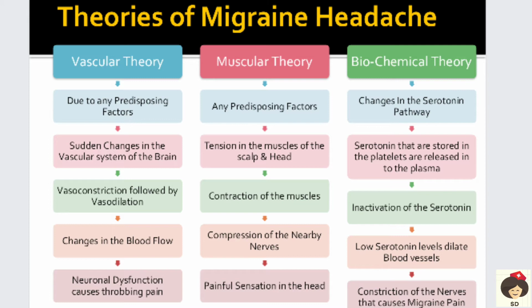The serotonin that is released in the plasma will become inactive, and because of the low serotonin levels, the serotonin is not functioning actively. So inactivation will result in a decrease in the serotonin levels, which will dilate the blood vessels. When the blood vessels are dilated, the nerves supplying the area near the blood vessels will get constricted and cause the migraine pain. So these are the theories which suggest the person may have a migraine headache.